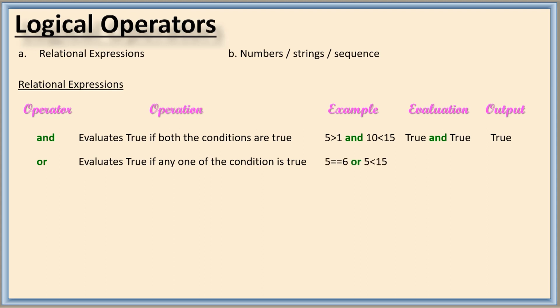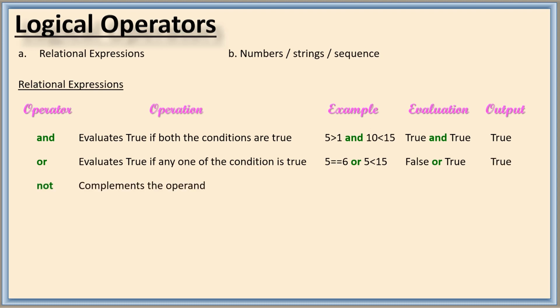So for example, 5 is equal to 6. See, actually this is not correct, so that means false. 5 is lesser than 15, that is true. So false or true gives true as the output.